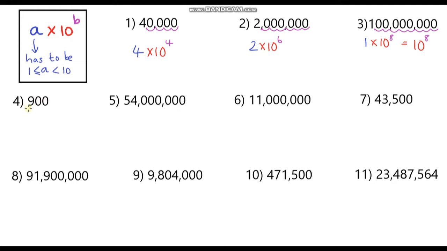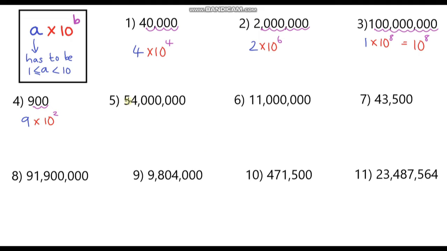So we've got 900. Our base number is going to be 9. And we are going to multiply it by 10. I'm trying to keep color coordinated here. So our decimal point is here. Now we're going to go twice to the right. So it's just 9 times 10 to the power 2.